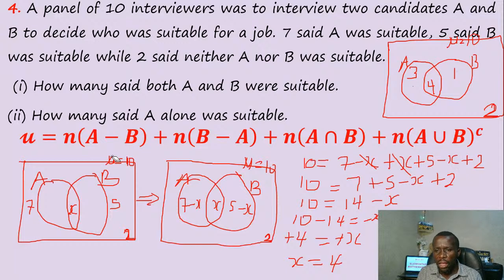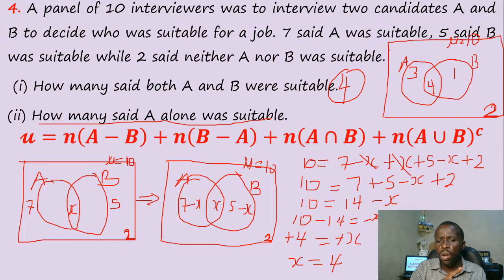From here, let's now start answering our questions 1 and 2. How many said both A and B were suitable? Both means where they intersect. Both is where they intersect, not the union. Now, how many said both? That is 4. So how many said both, the answer is 4. The second question, how many said A alone was suitable? Do you understand what I call A alone? A alone is A only.